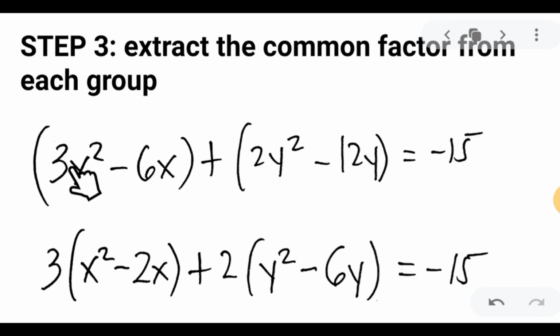So 3 times x squared is 3x squared. 3 times negative 2x, that is negative 6x. So the common factor for this group is 3. And then plus the common factor on the y group is 2, such that if you multiply that, you will be able to obtain the same value here. So that is 2 times y squared is 2y squared. 2 times negative 6y, that is negative 12y. And then equals negative 15.